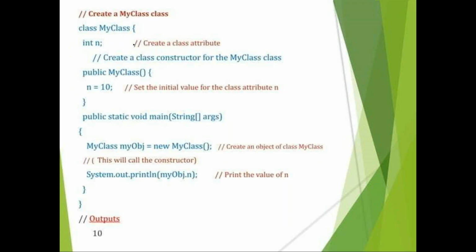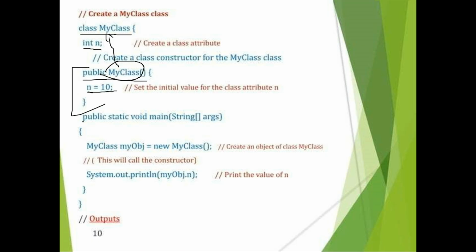Another example for a default constructor: we create a class with the name MyClass, and within that class we create an integer variable n. Then we create a default constructor, public MyClass. MyClass is the class name, so we create the default constructor with that name. Then we assign the value to that variable, n equal to 10. That is the function of the default constructor.